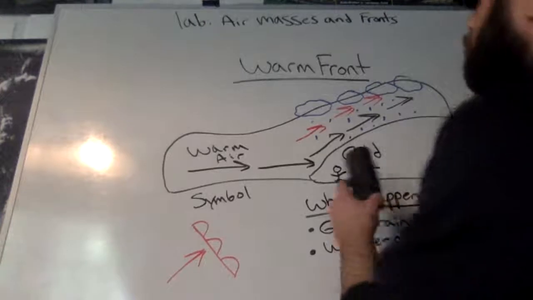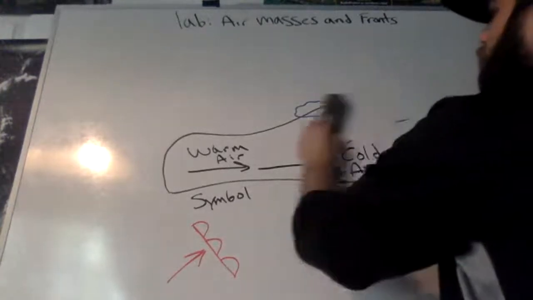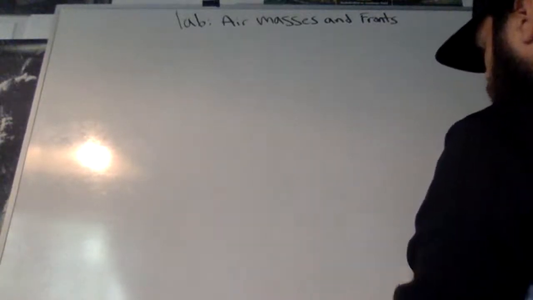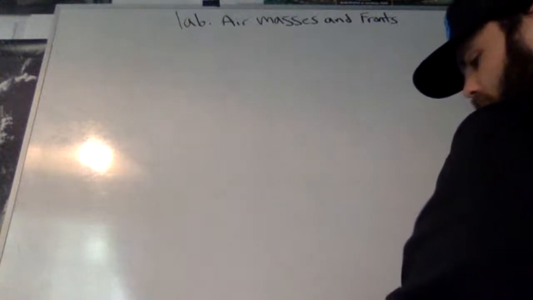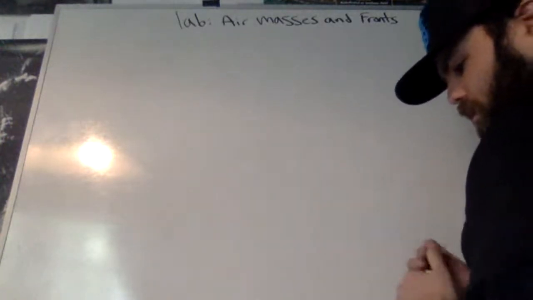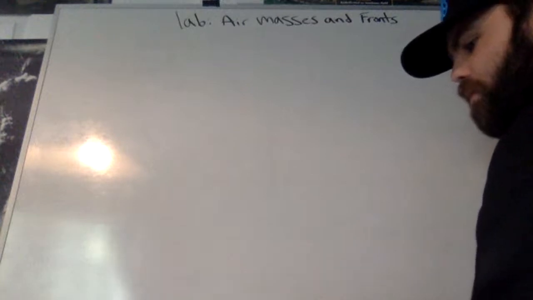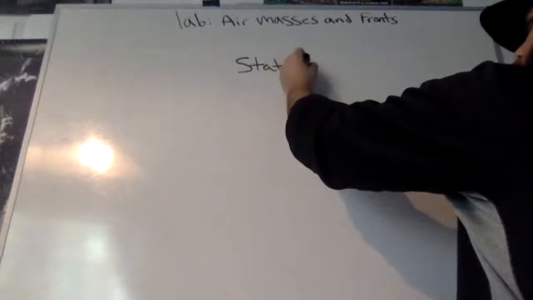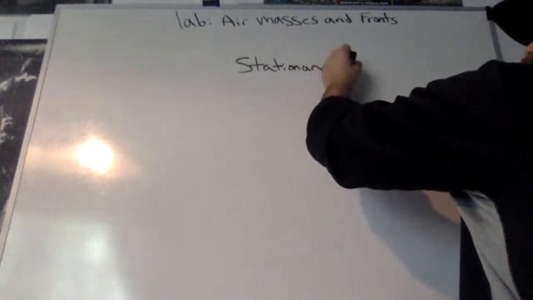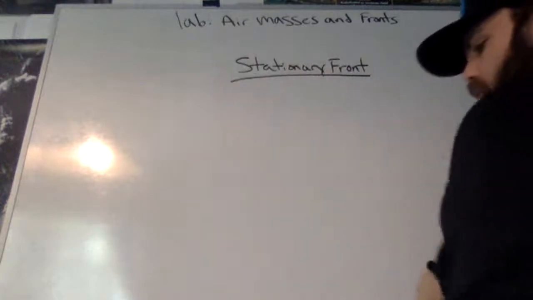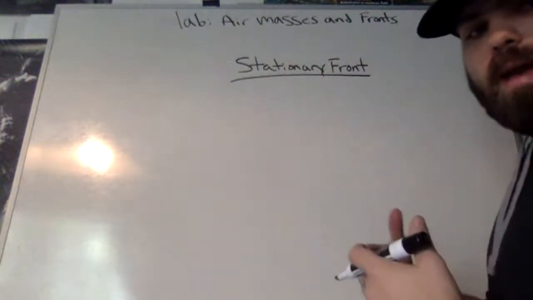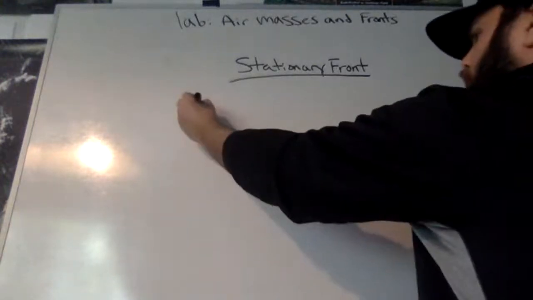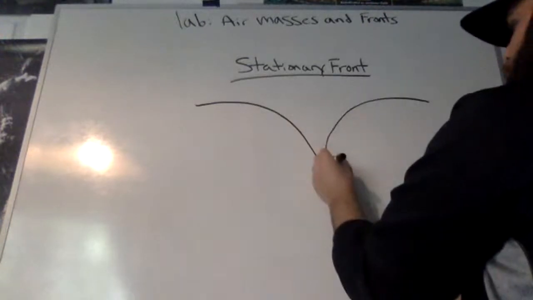Okay. So now I'm going to erase this. So the next one they ask us is a stationary front. So a stationary front now, you have two air masses that are moving at opposite directions and they're crashing into each other, right? So we got two of them right here.